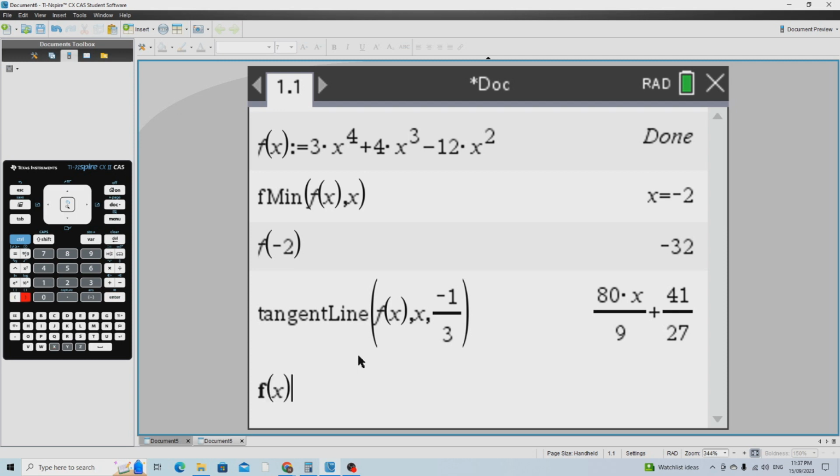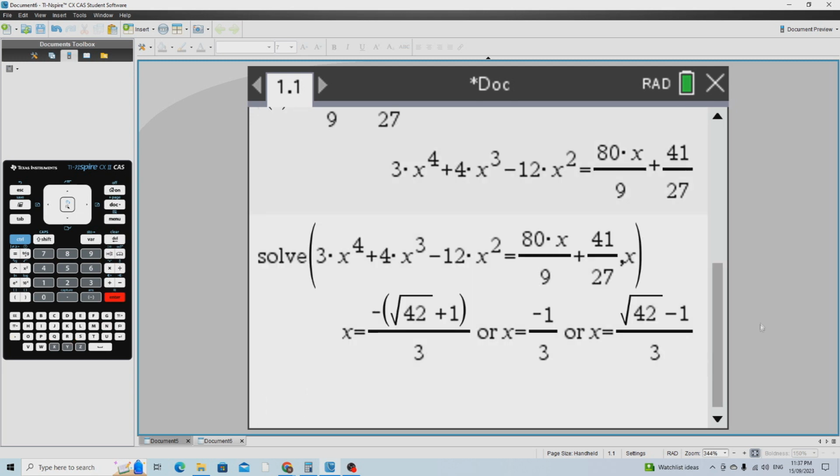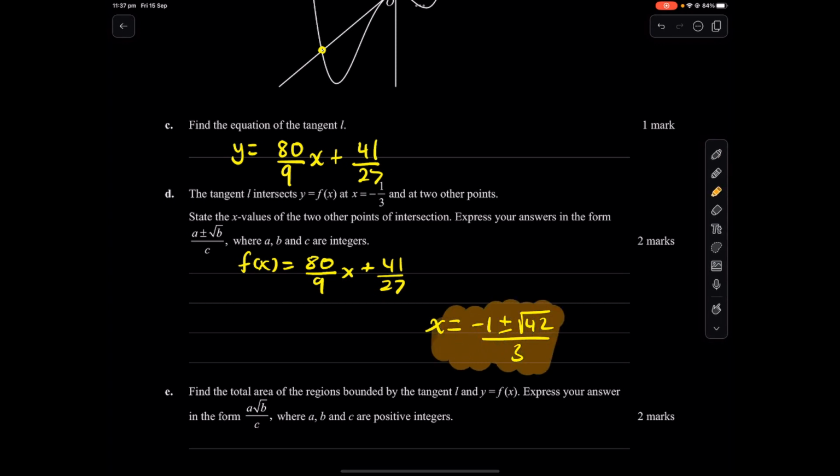So f of x equals this over here. We want to solve, answer comma x. So it's these 2 values over here, and if we want it in that form, let's write that. Your x will be -1 plus or minus the square root of 42, all over 3. Done. Is that right? Yes, perfect. All right, so just highlight this.